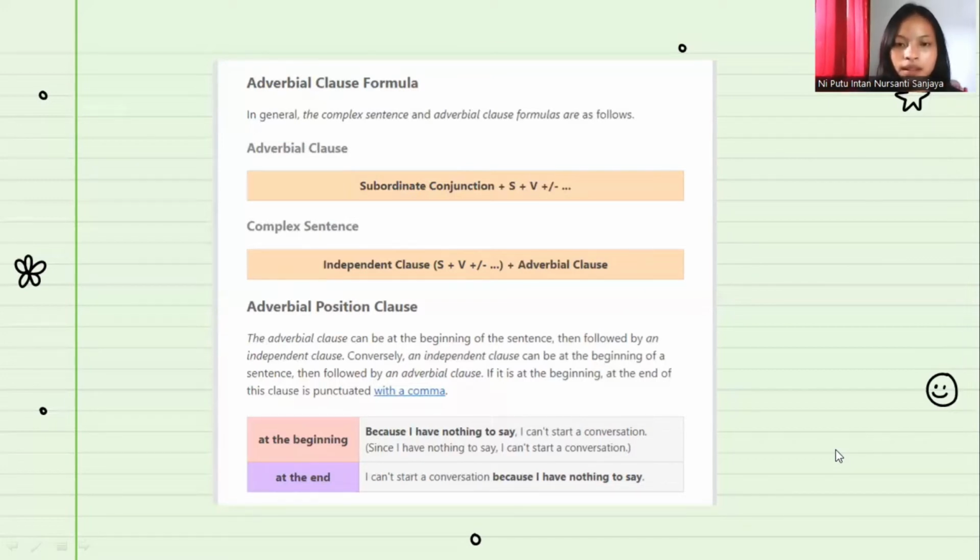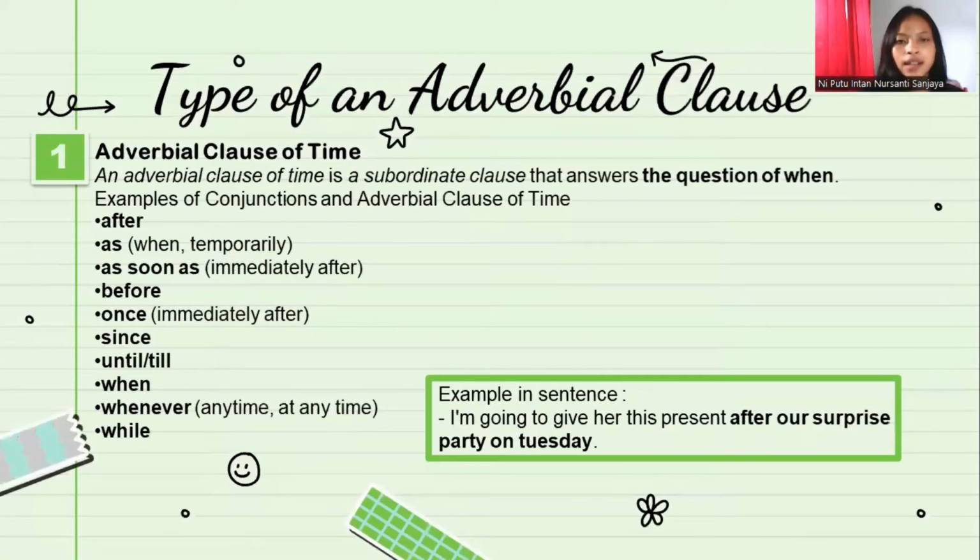Okay. The next is type of adverbial clause. Type of adverbial clause is divided into 7 types. The first one is adverbial clause of time. An adverbial clause of time is a subordinate clause that answers the question of when. For the example of conjunction and adverbial clause of time, you can look at my screen. And the example sentence, you can also look at the screen.